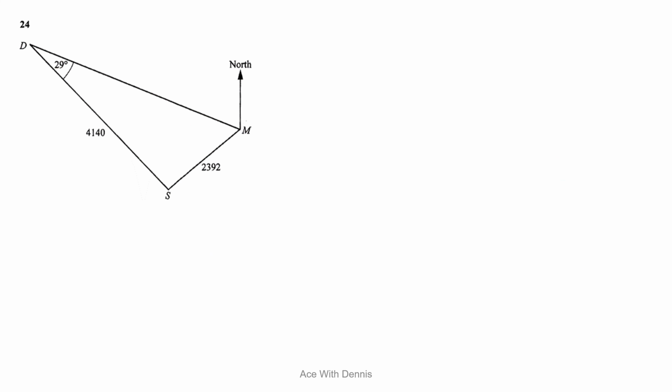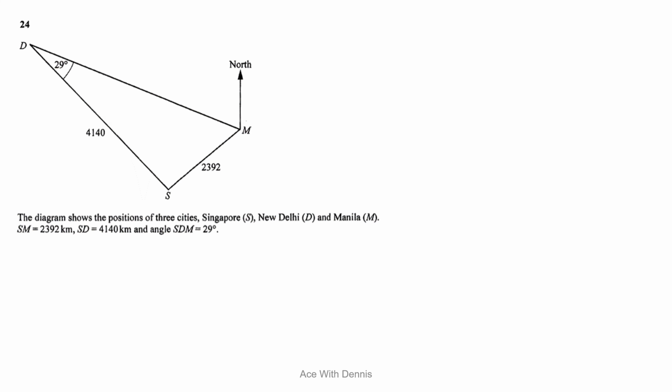Question 24. Given this diagram, the diagram shows the positions of three cities: Singapore S, New Delhi D, and Manila M. SM equals 2,392 kilometers, SD equals 4,140 kilometers, and angle SDM equals 29 degrees. A. Calculate acute angle DMS. 2 marks. So here is the angle DMS.